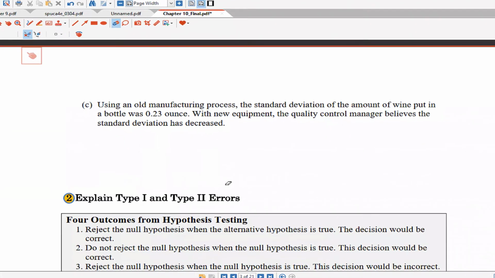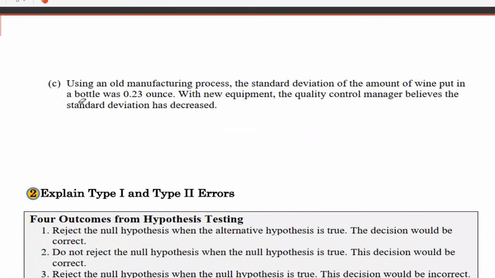So to make sure that we're on the same page, let's try this last one. Using an old manufacturing process, the standard deviation amount of wine put in a bottle is 0.23 ounce. With new equipment, the quality control manager believes the standard deviation has decreased. So what's the parameter in this particular scenario? That would be proportion.